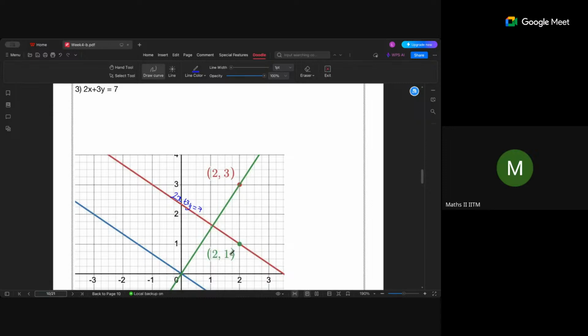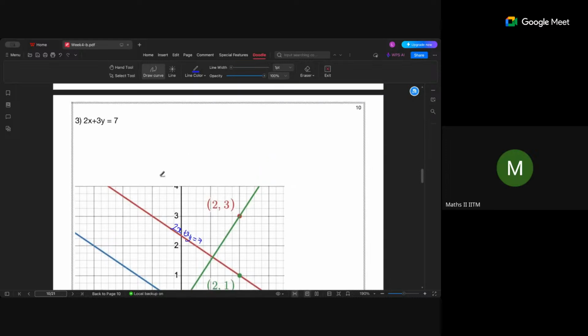So what is this point? 2 comma 1. You put it here, it satisfies this equation. So it means this is the correct line. It does not pass through the origin, right? So if it does not pass through the origin, can it be a subspace? No. It is not a subspace.